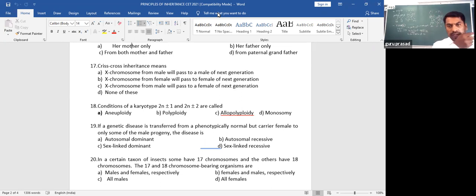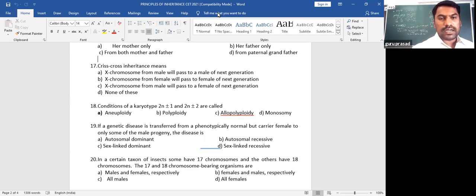X chromosome from male passing to the next male? No, this is called holandric inheritance. X chromosome from female passing to the female of the next generation? No, this is simple inheritance. X chromosome from male passing to the females of the next generation. That's why I said, from grandfather to the mother. So C is the answer here.